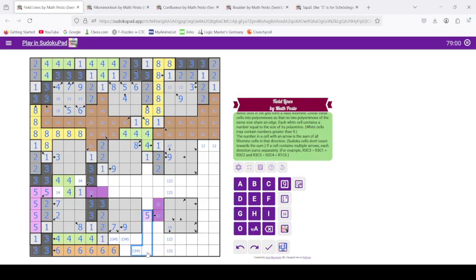If this doesn't reach here, 1, 2, 3, 4, 5, 6, 7. 1, 2, 3, 4, 5. Can this fit? 1, 2, 3, 4, 5, 6, 7, 8, 9, 10, 11, 12, 13, 14, 15, 16, 17. Yes, it fits perfectly, in fact.